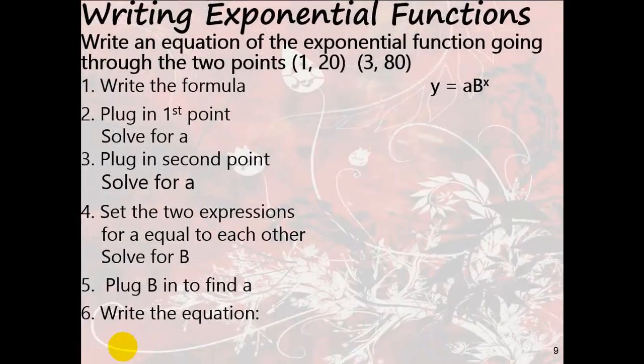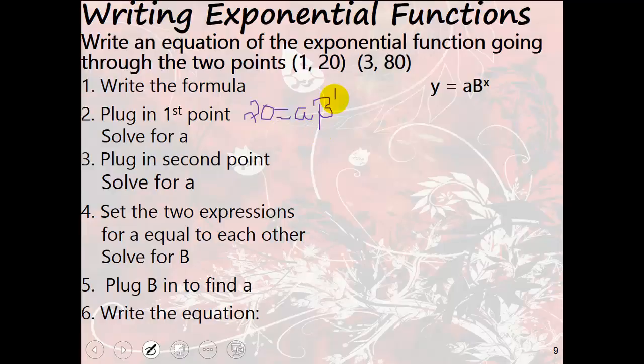Last one. I'm pretty sure this is the last one. Yep, it is. So notice that this one doesn't go through 0, the y-intercept, so we're going to approach it a little bit differently. So pay attention to what I'm doing here. So I'm writing the formula, and I'm going to plug in the first point, okay? So I get 20 is equal to a times b to the first.